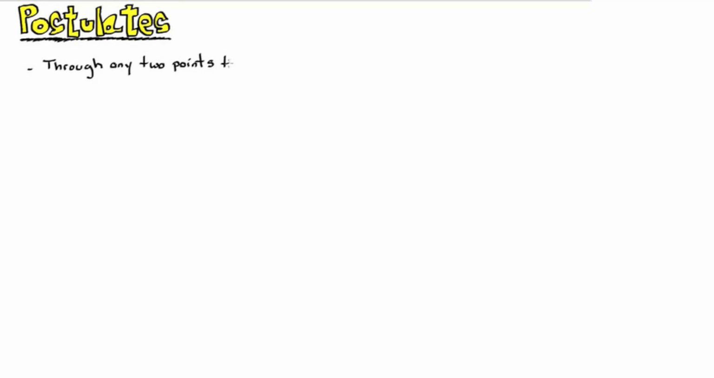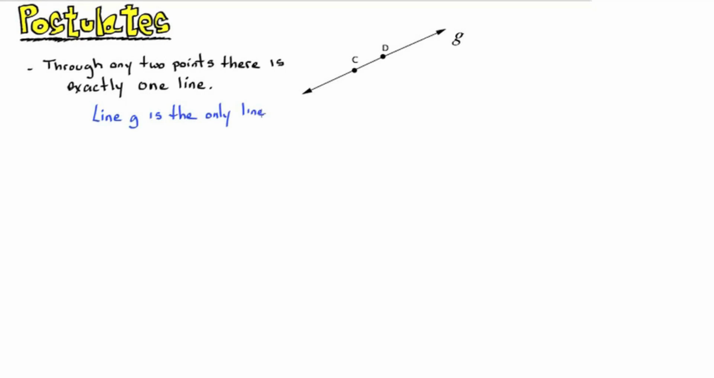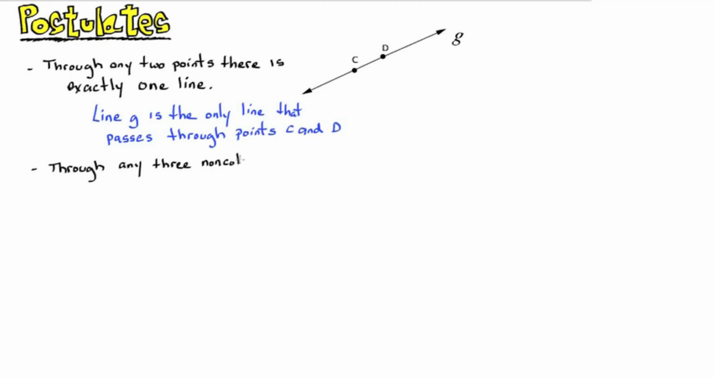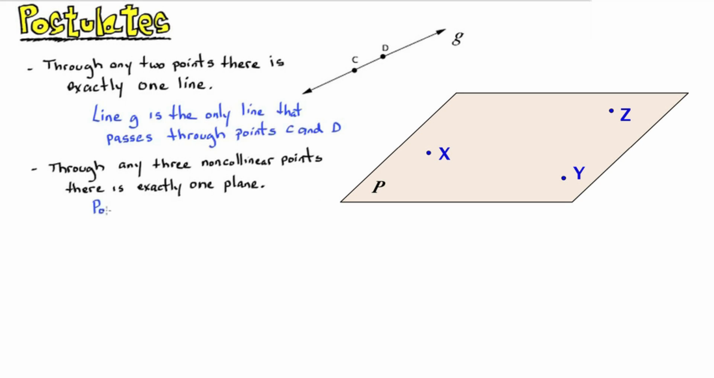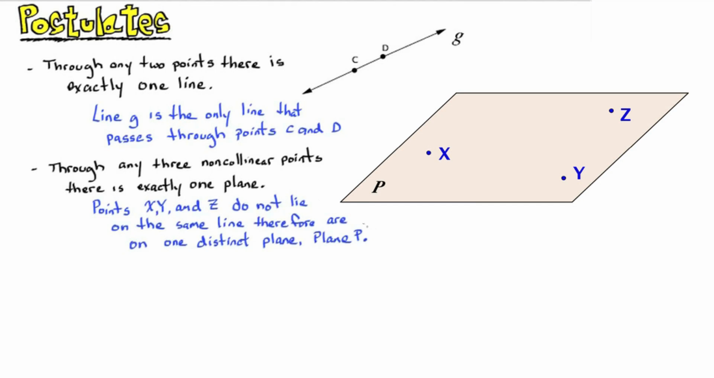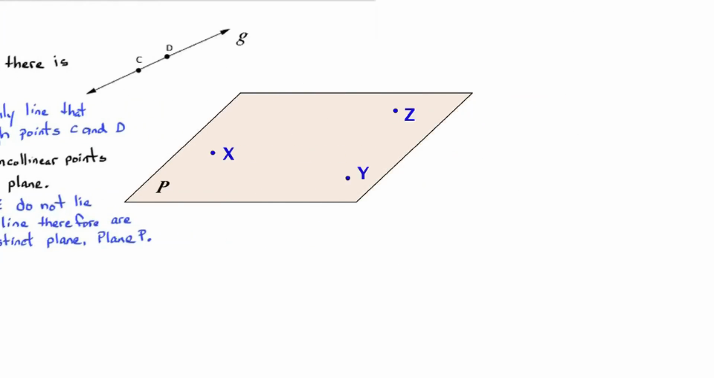Through any 2 points, there is exactly one line. Line G is the only line that passes through points C and D. Through any 3 non-collinear points, there is exactly one plane. Points X, Y, and Z do not lie on the same line, therefore are on one distinct plane, plane P. You might want to pause this before we move on because we have a couple more postulates coming.